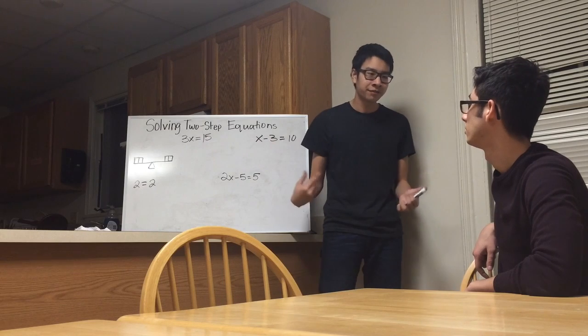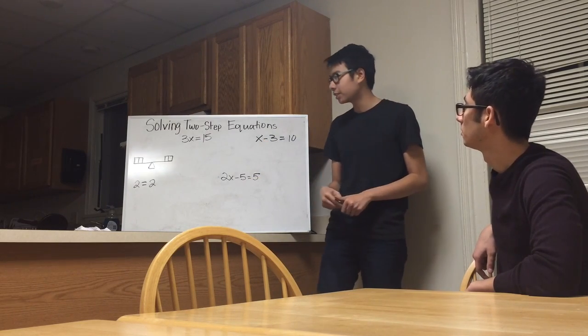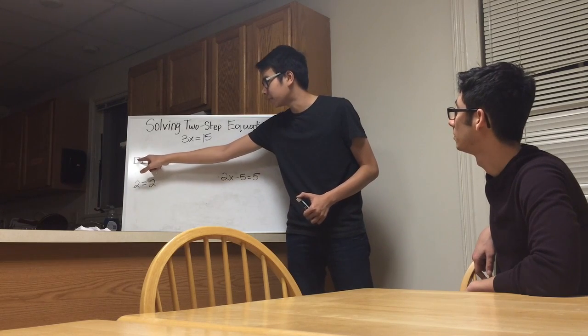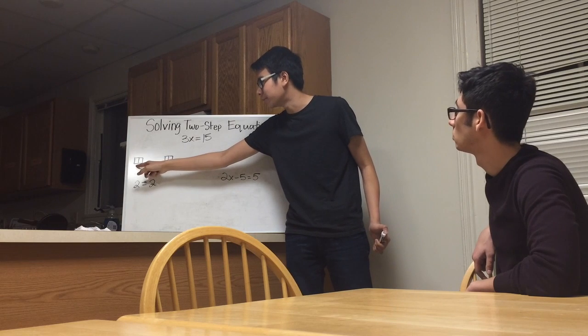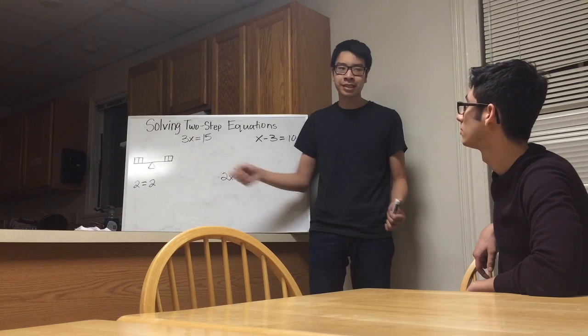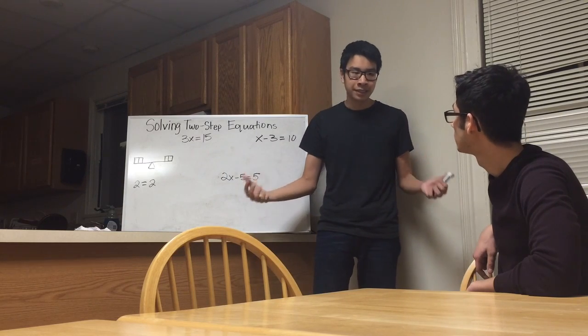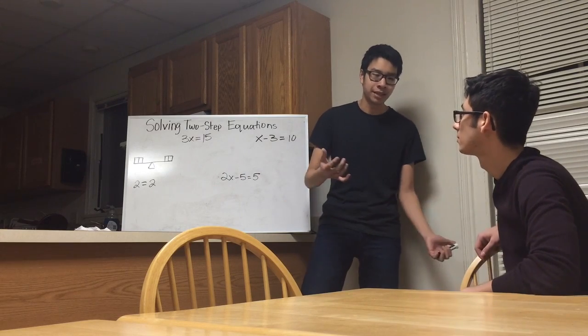Another way to visualize it is by imagining a scale. In a scale, you can imagine these blocks to be 1 kilogram each. On the left-hand side would be 2 kilograms, and on the right-hand side would also be 2 kilograms. Since both sides are weighted equal to each other, the scale is balanced, so it's not tipping over to one side or the other.